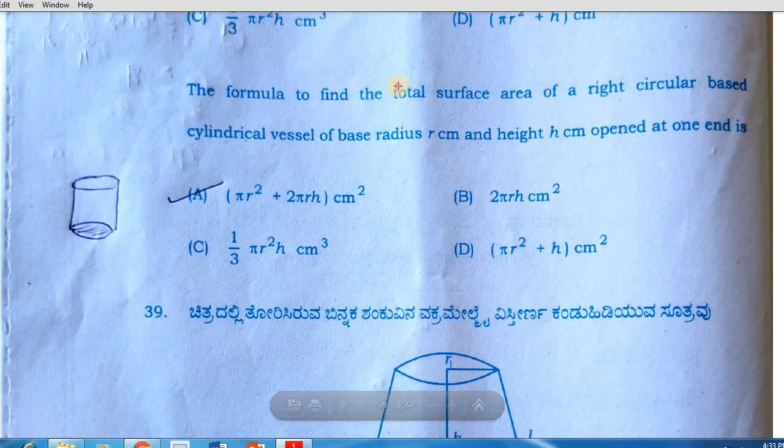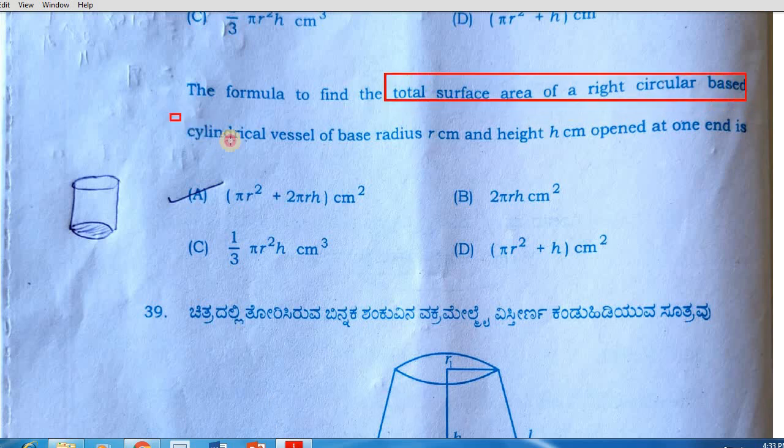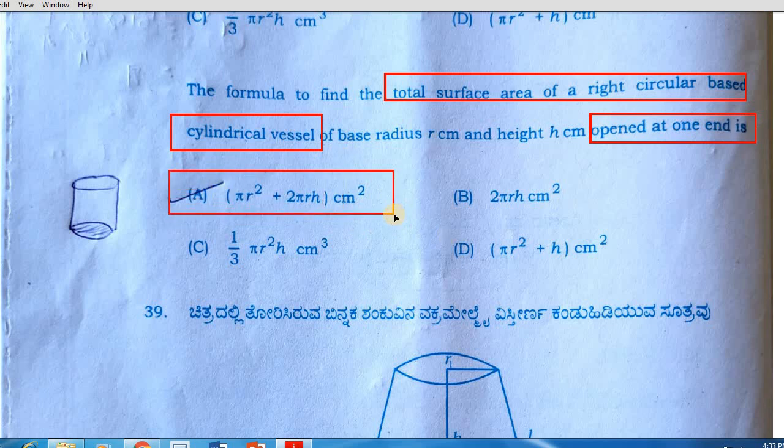The formula to find the total surface area of a right circular cylinder of base radius r centimeter and height h centimeter, opened at one end. See, one end is opened. So what you want to do? You take the curved surface area 2 pi rh, and the upper part is not opened, so the area of the circle is pi r square. So the formula will be pi r square plus 2 pi rh centimeter square.